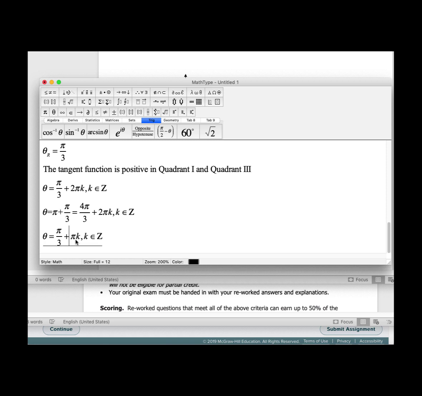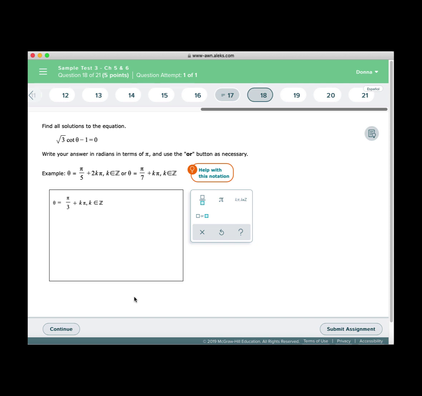So let's go ahead and submit that on ALEC. So I hope this movie on number 18 on finding all solutions to the equation root 3 cotangent minus 1 equal to 0 was helpful.